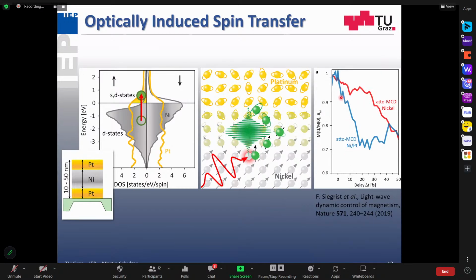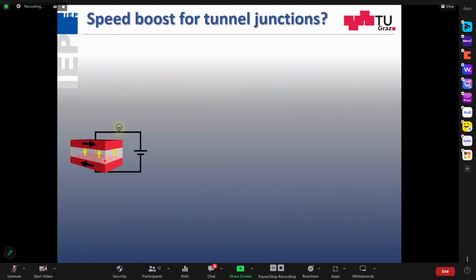In this interface system that I'm showing you, we could show that within 5-10 femtoseconds we can really demagnetize this nickel-platinum interface completely. That was the fastest control of magnetic state seen until that time. But it's only unidirectional, right? We can only make it less magnetic. And now we were thinking, can we make something more magnetic? Unfortunately, I can only show you a teaser, not the final answer. But I want to conclude with briefly mentioning a second experiment along this line.